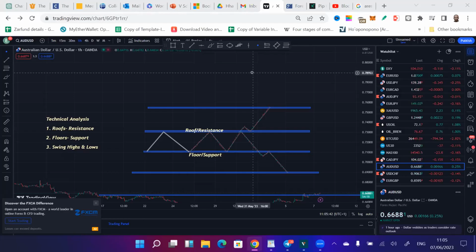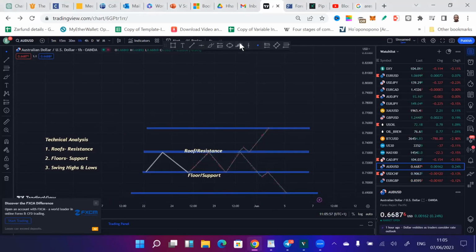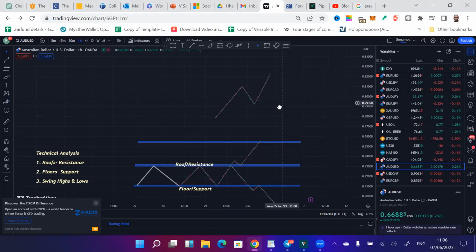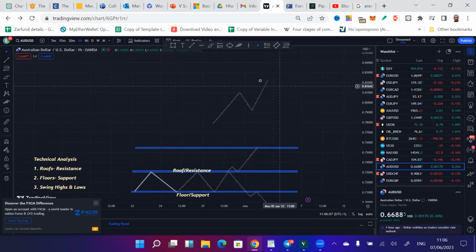When it comes to understanding technical analysis, we discussed the concept of roofs and floors, the concept of support and resistance. Anywhere you currently open a chart and you see candlesticks like this, anywhere you see price at that time, that is what you want to measure your support and resistance relative to.